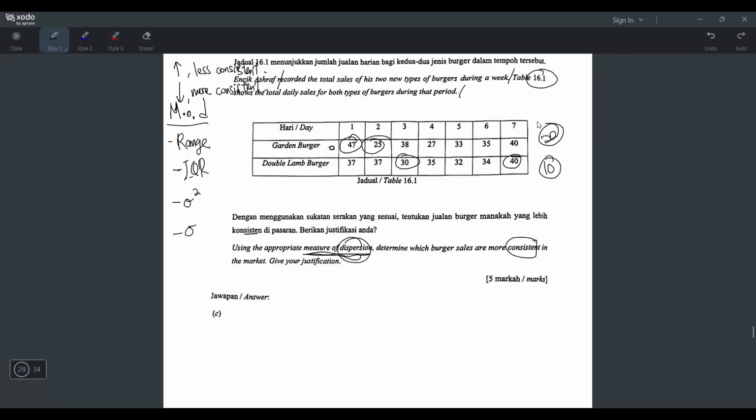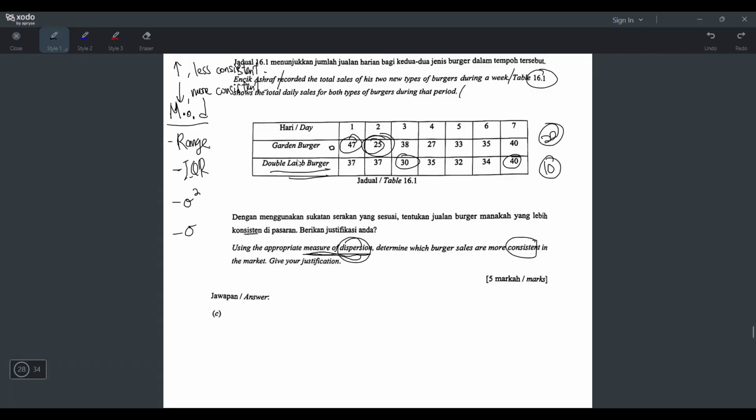So you can straight away know which one is more consistent: double lamb burger, because the range is smaller. The measure of dispersion is lesser. So it is more consistent, because it's between 30 and 40, compared to garden burger, where it can go as low as 25 and as high as 47. So it's less consistent for garden burger. So the answer is double lamb burger, right?